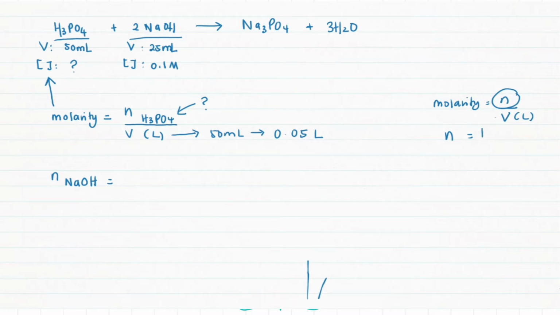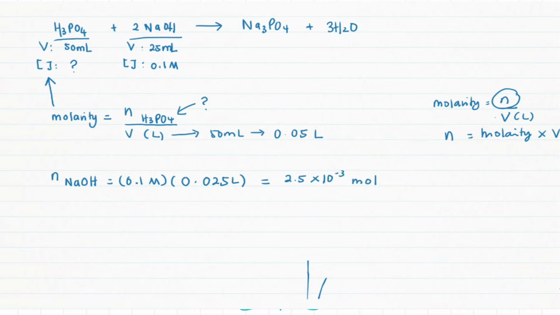Therefore, to calculate mole, molarity times volume. So molarity is 0.1 molar times volume. Make sure your volume is in liter, so 25 ml converted to liter will become 0.025 liter. So your mole is 2.5 × 10^-3 mole.